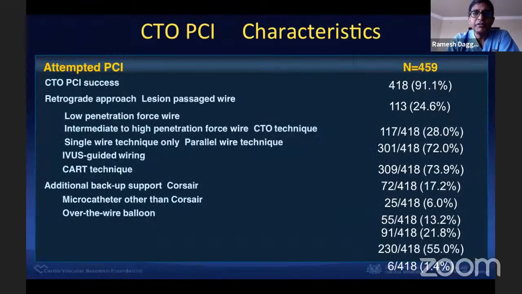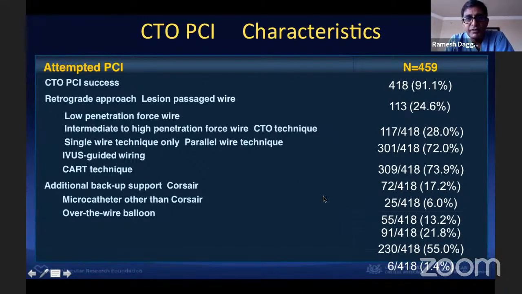So if you look at it, CTO PCI success was high in this clinical study. The retrograde approach, low penetration force wire was used in about 28%, and intermediate to high penetration in 72%. Single wire was in 73%. We talked about how IVUS guided wiring is needed, but it was used only in 17%, even in Seoul. So I don't think that they have any shortage of IVUS.